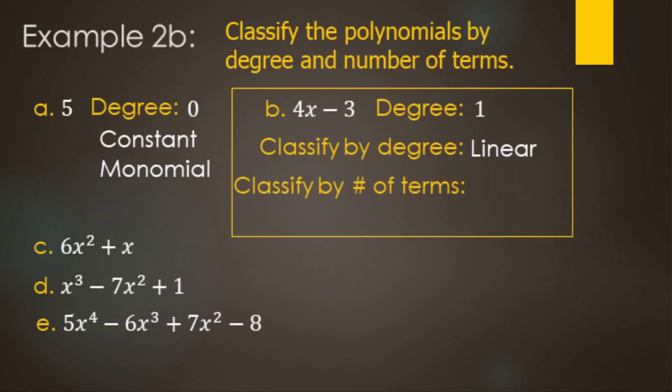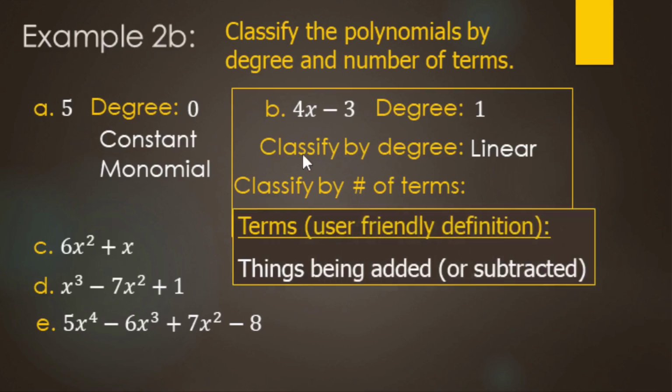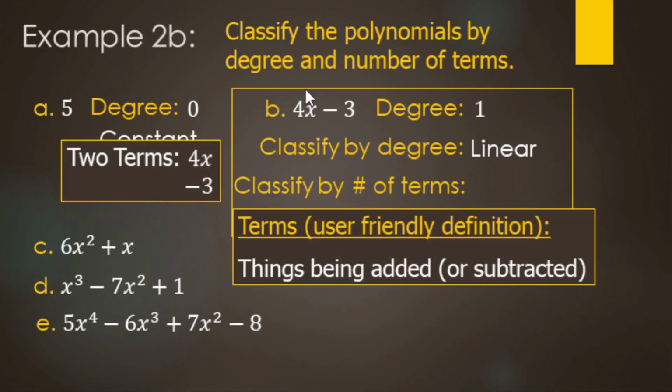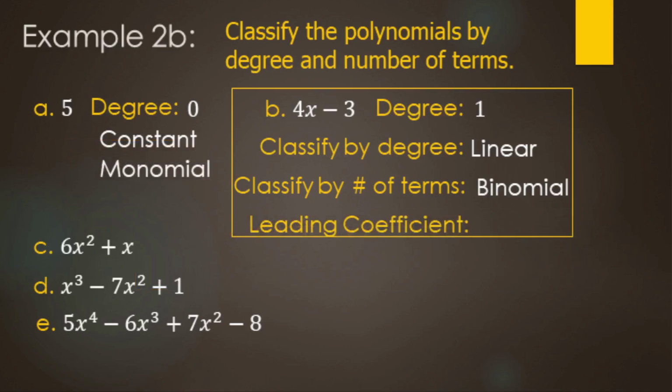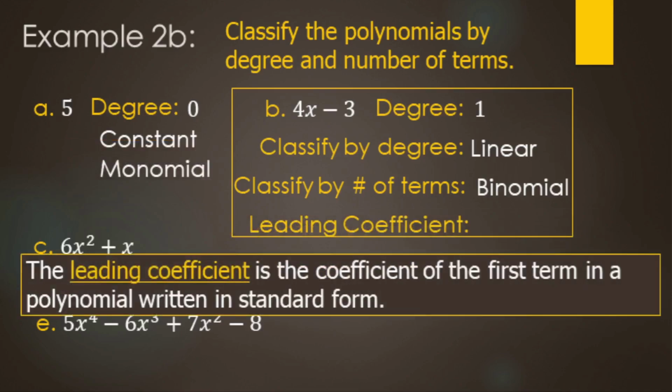Next up, classify by number of terms. Remember, terms are things being added or subtracted. Here we have two terms. We have the 4x and a minus 3, or a negative 3 there. So that's two terms, and two terms are going to be binomials. Bi means two, nomial, terms, okay? Last up, leading coefficient. This is the coefficient on your highest exponent variable, right? This one's going to be a 4.